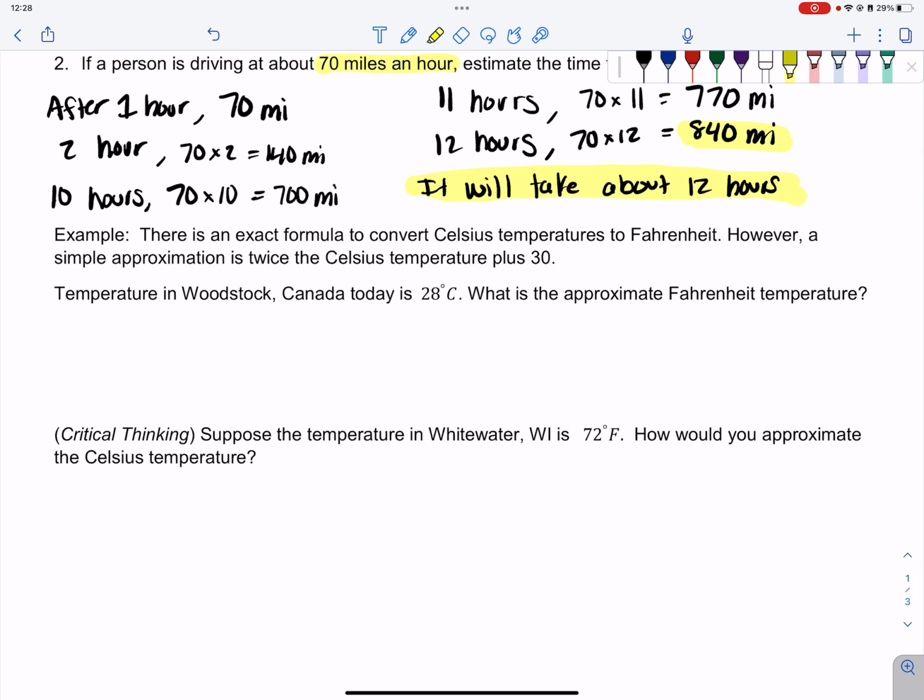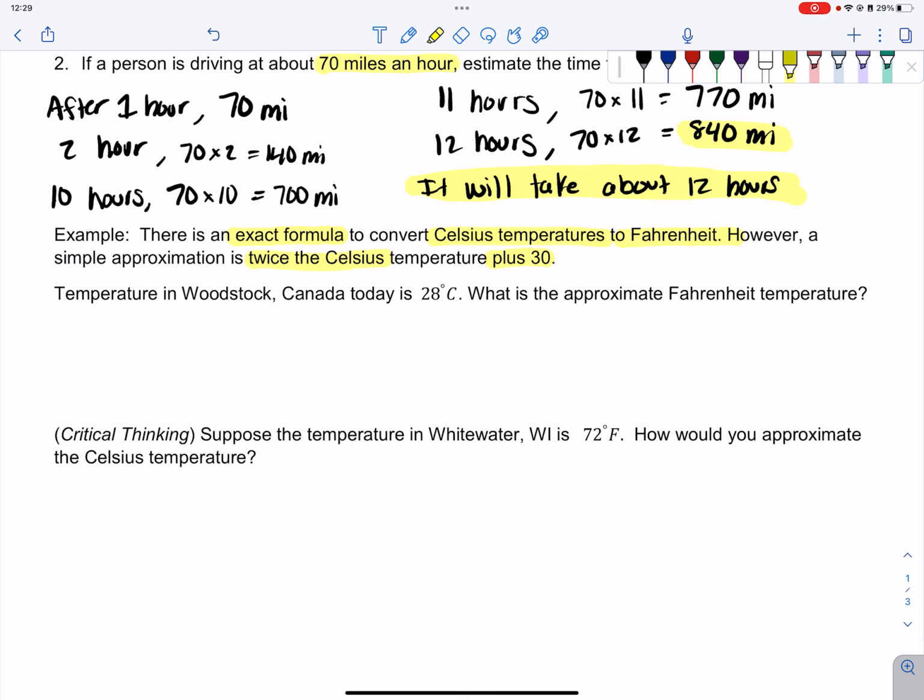The next problem here is we know from science that there's an exact formula to convert Celsius temperature into Fahrenheit. However, just for our purpose of understanding what the temperature is between Canadian cities and US cities, we don't need the exact formula. What we can use, though, is a simple approximation: we can take twice the Celsius temperature and then plus 30 to that, and that will tell us the Fahrenheit approximation.